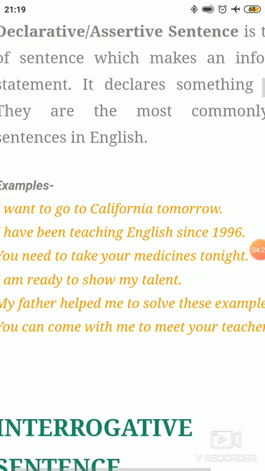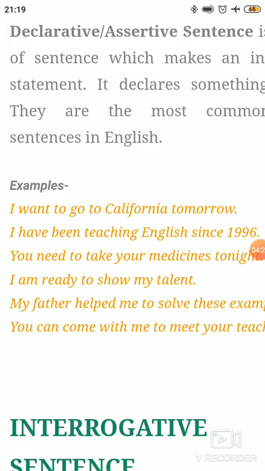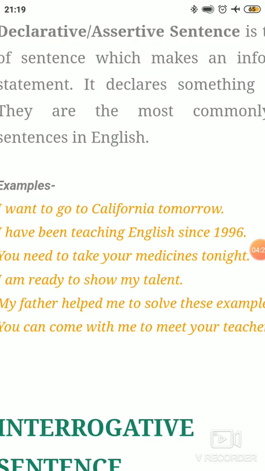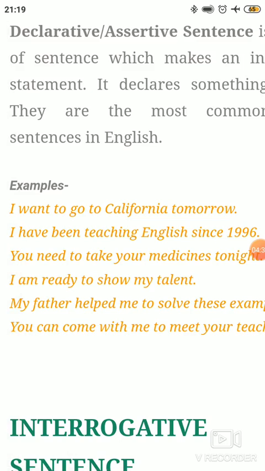You need to take your medicine tonight. I am ready to show my talent. My father helped me to solve these examples. You can come with me to meet your teacher. These were the 5 to 6 examples of declarative or assertive sentences.